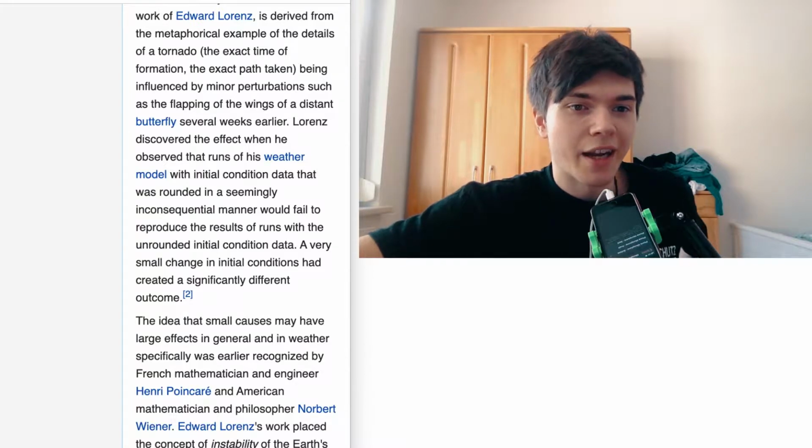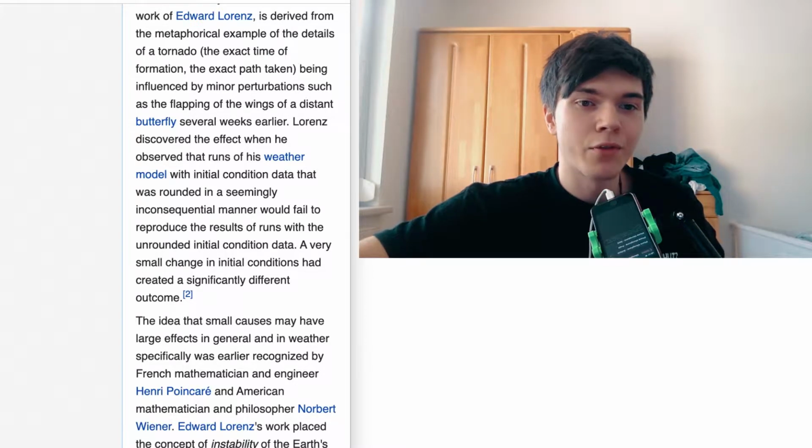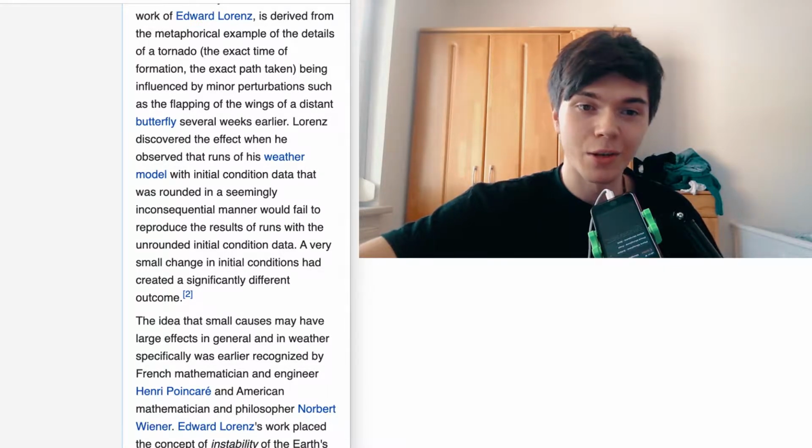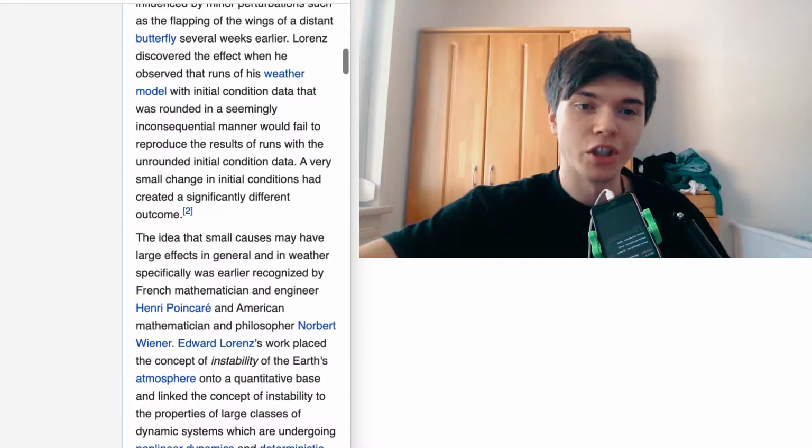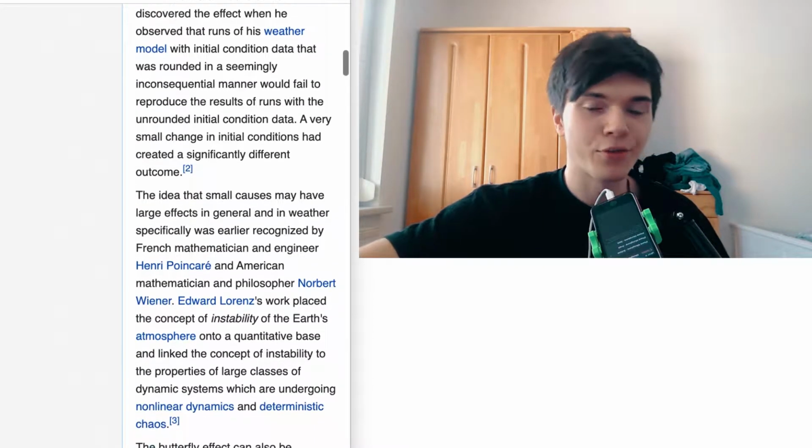Lorenz discovered the fact when he observed that runs of his weather model with initial condition data that was rounded in a seemingly inconsequential manner would fail to reproduce the results of runs with the unrounded initial condition data. A very small change in initial conditions had created a significantly different outcome.